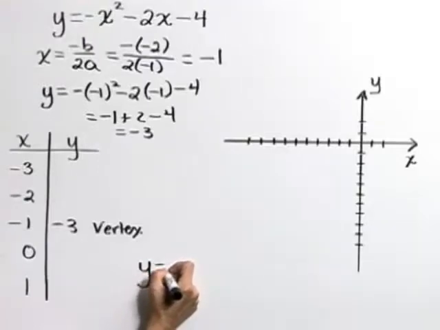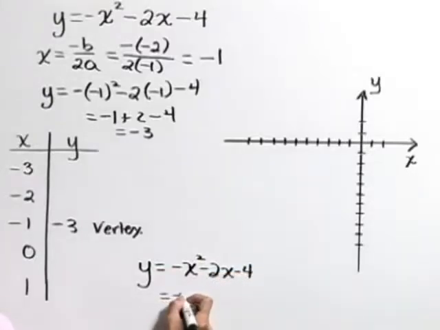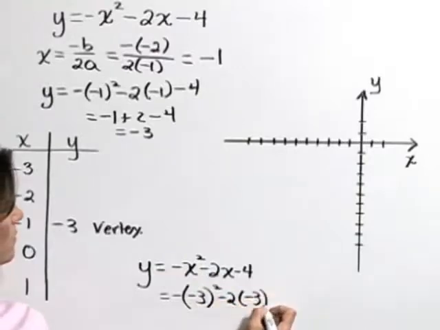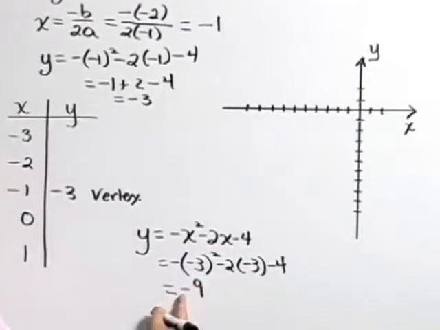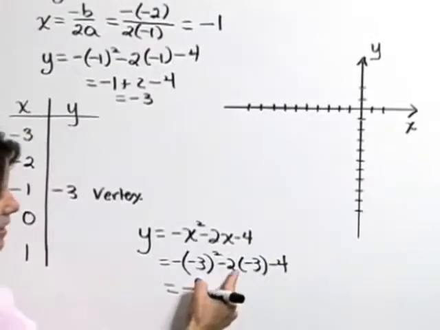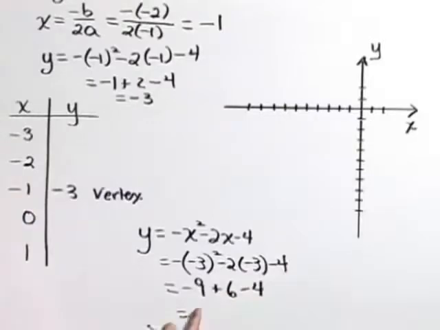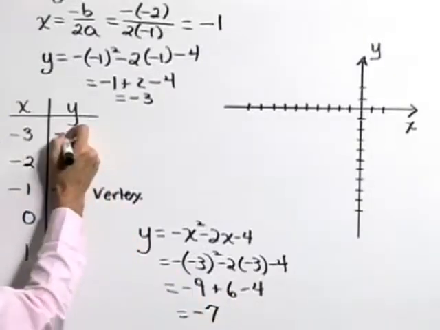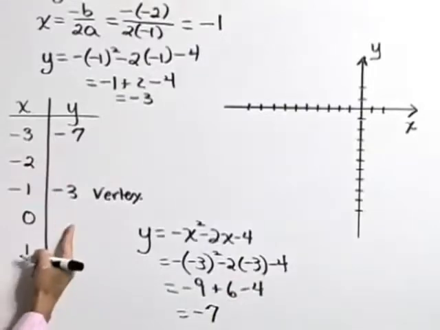So our original equation is y is equal to negative x squared minus 2x minus 4. Let's substitute x equal negative 3 and simplify. Negative 3 squared is a positive 9, but we still got a negative sign out front, which takes it back to negative 9. Negative 2 times negative 3 is a positive 6, and we've got a minus 4 in there as well. That gives us a negative 13 plus 6, or a negative 7. So this parabola also goes through the point x equal negative 3, y equal negative 7.